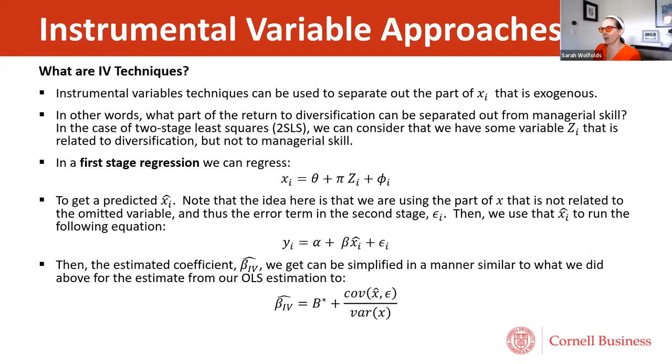So let's talk a little bit about instrumental variable approaches, right? Obviously we think about instrumental variables techniques as separating out the part of X that is exogenous. In a two-stage least squares, in the example I was discussing before, we have some variable Z that is related to diversification, but not to managerial skill, not to profit. In the first stage regression, we regress X on that instrument Z to get some predicted X_i hat. Then we use that X_i hat in the second stage regression, right? So you would get some estimated coefficient, which is now beta hat IV, which looks very similar to the OLS coefficient I was showing before, but of course the covariance is now with X hat as opposed to just X.